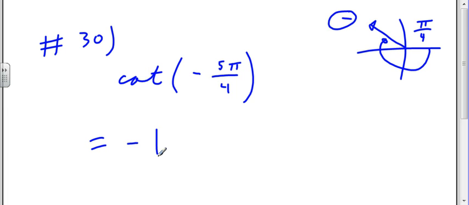1 divided by, parentheses, the tangent. 1 over tangent. Tangent minus, and you can't use the subtract key, you have to use the negative key. Minus 5 times pi divided by 4. Close parentheses. Minus 1. Don't be using the subtract key. Use the negative key.